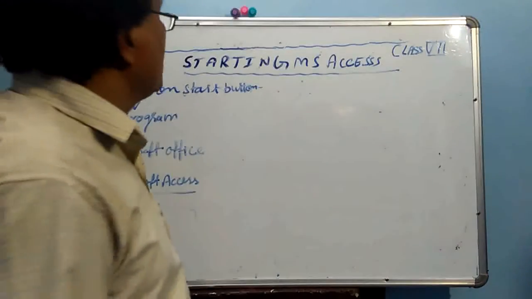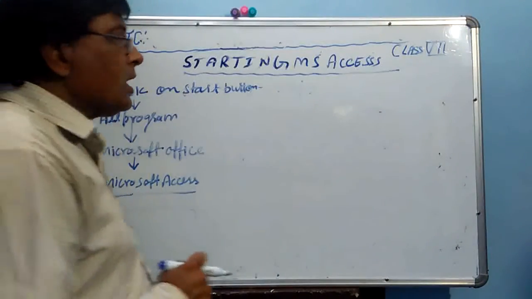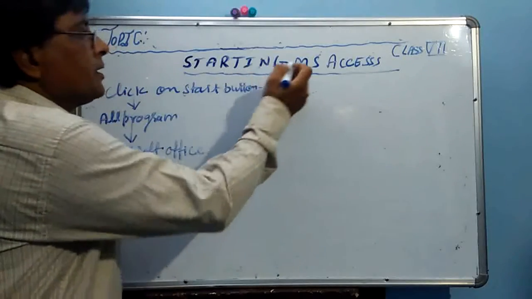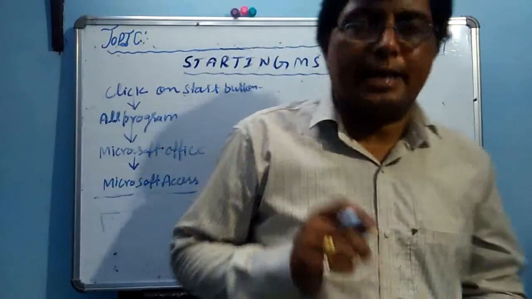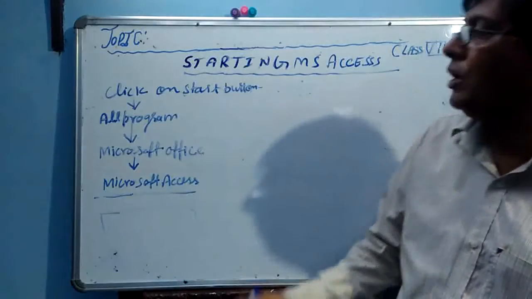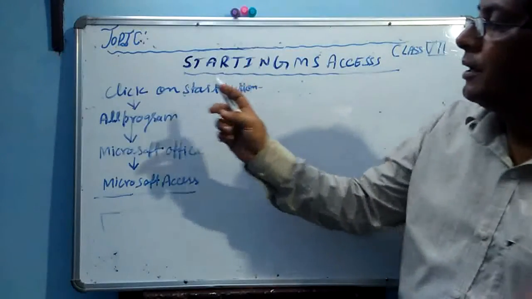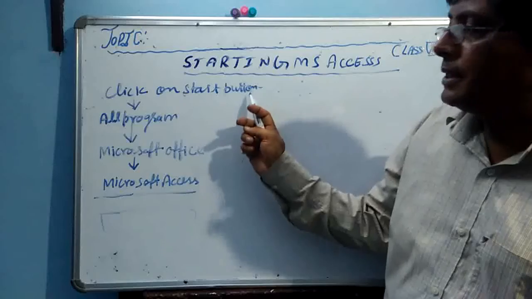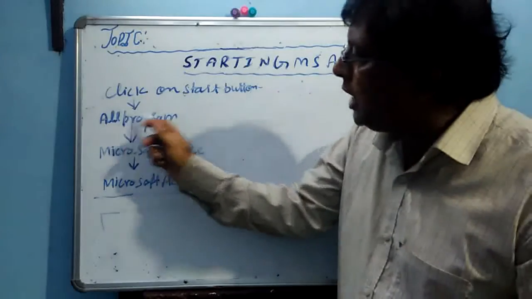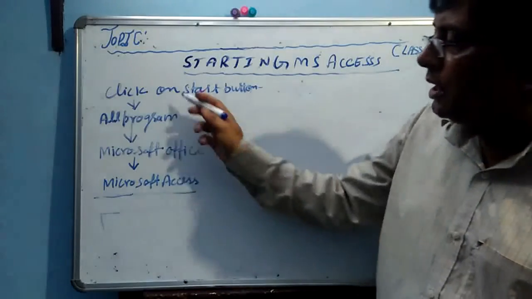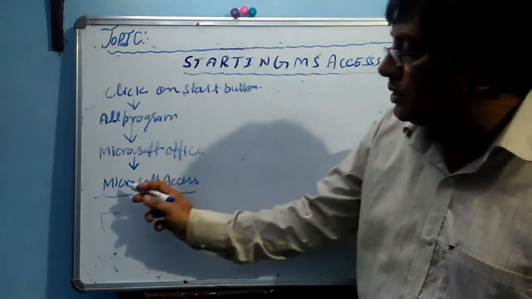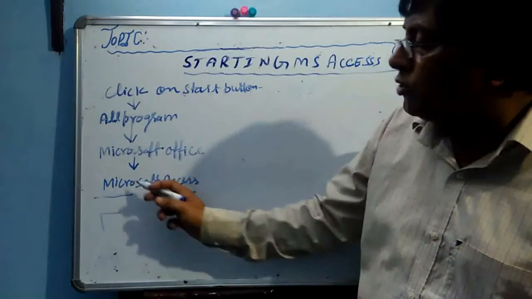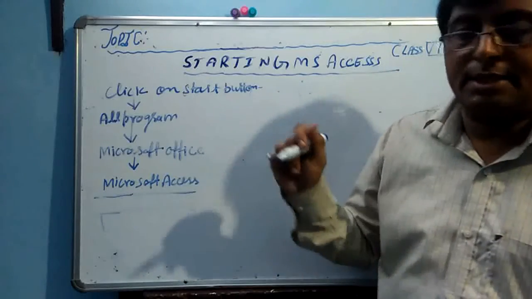Yes, student. Now we will discuss starting MS Access, how we can start MS Access. So first of all, we will click on the start button. Then we will go to all programs. Then after that we will go to Microsoft Office, and then we will click on Microsoft Access.